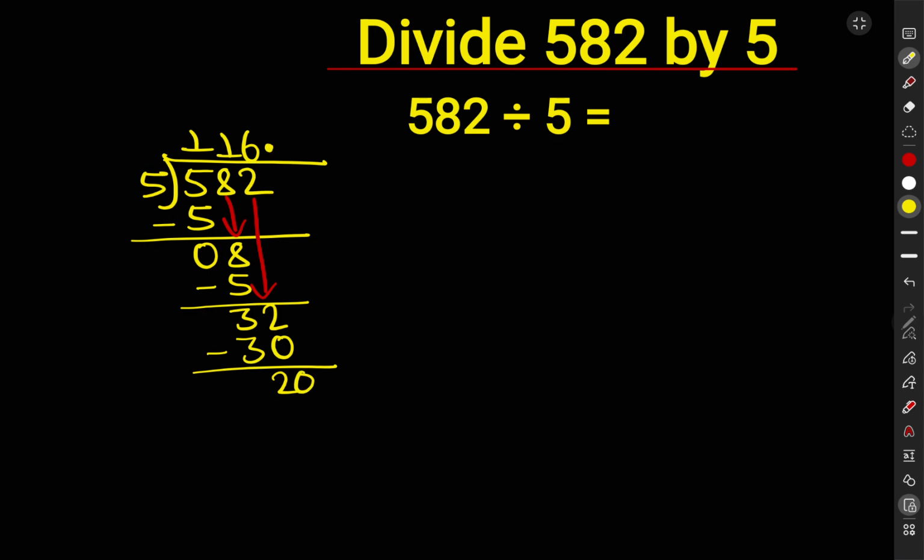So it is 20 and 5 times 4 is 20. On subtracting we get 0. So 582 divided by 5 is 116.4.